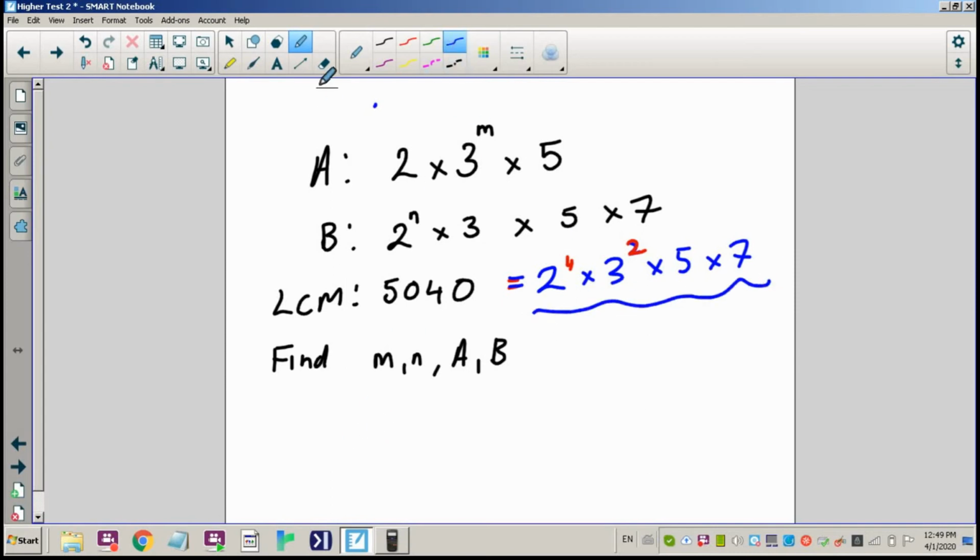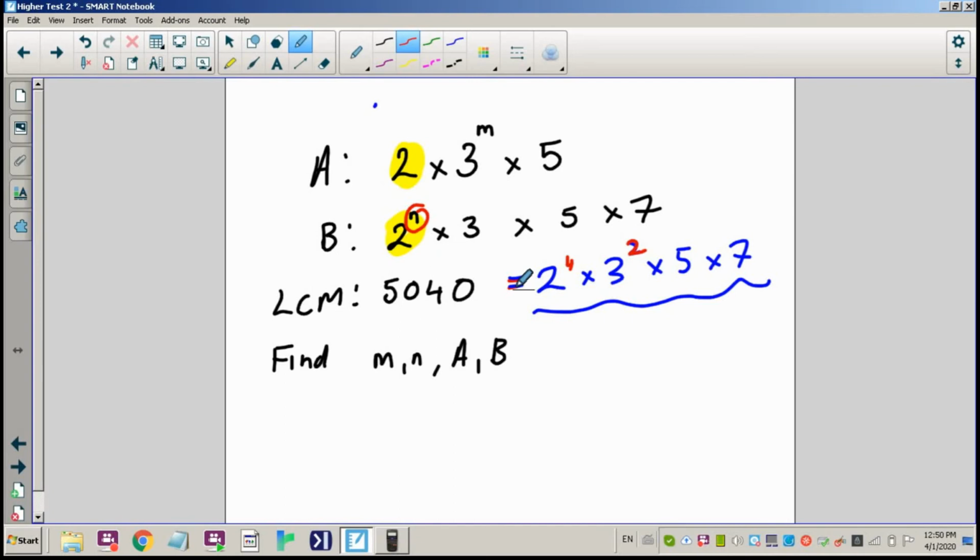Right, how can we work out what the powers are? Well, when you create a lowest common multiple, you identify the prime factors you have to have in it, and if they appear in both or all of the numbers, then you take the highest power of that common prime factor. 2 appears in both numbers, so it had to appear in my lowest common multiple, and you take the highest power. The highest power was n.